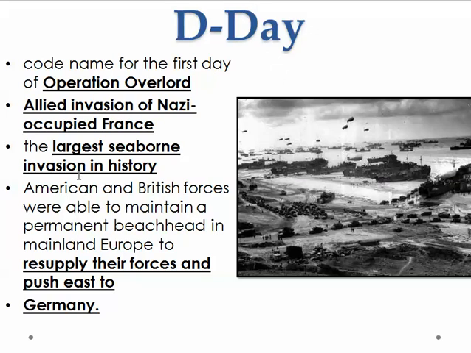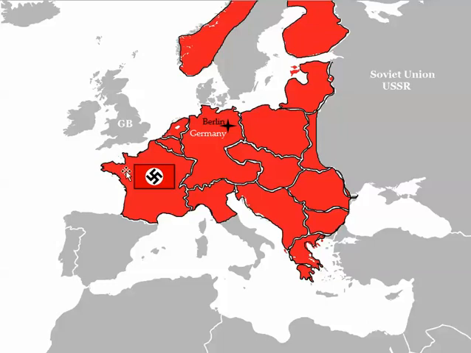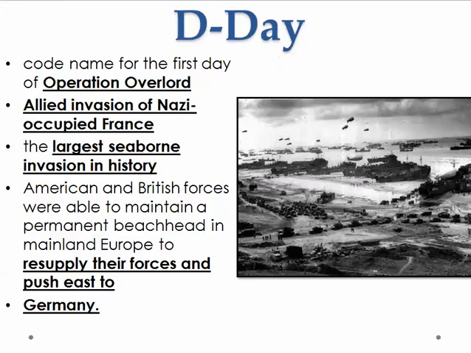So it's the largest seaborne invasion in history. American and British forces, Canadian forces even, were able to maintain a permanent beachhead in mainland Europe. In mainland Europe here, they're going to establish a beachhead right here, what's called the beaches of Normandy, and then they're going to make this push here, here, and here, and they're going to push these German Nazis out, and push them back to Berlin. That's what their focus is, to try to get that geographically important stance there, this permanent beachhead in mainland Europe.